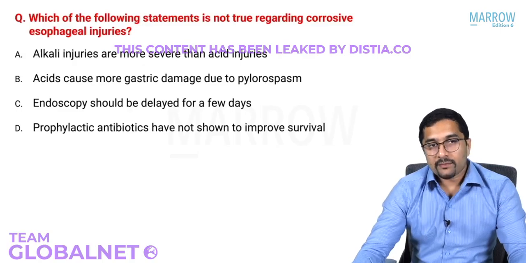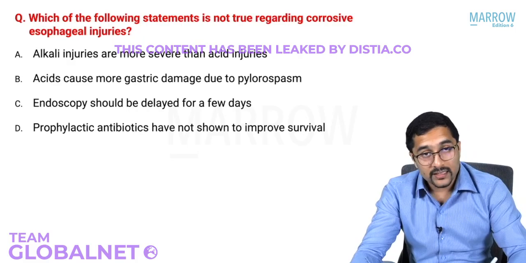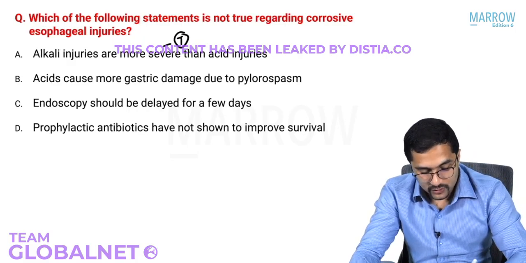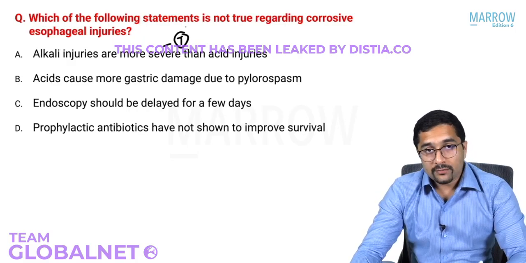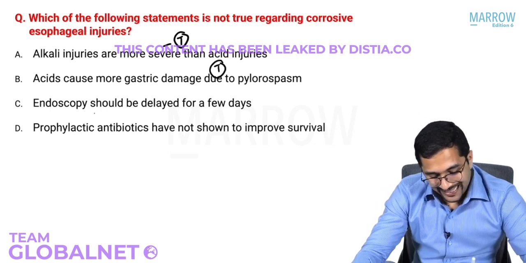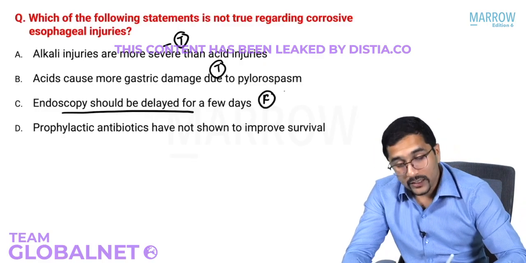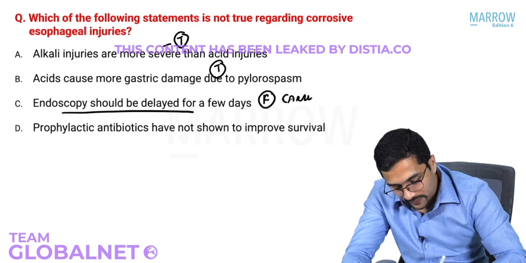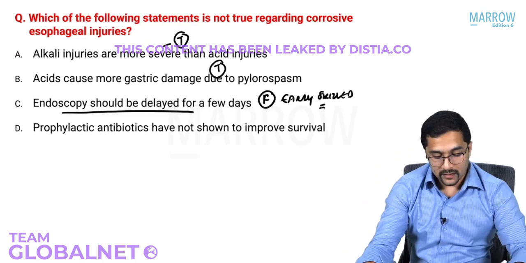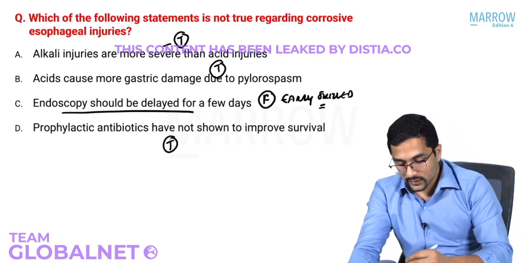Which of the following statements is not true regarding corrosive esophageal injuries? Alkali injuries are most severe. This we've discussed is a true statement. Acids cause more gastric damage due to pylorospasm. This is also a true statement. Endoscopy should be delayed for a few days. This is false. I told you early skilled endoscopy needs to be done. Prophylactic antibiotics have not shown to improve survival. This is true.